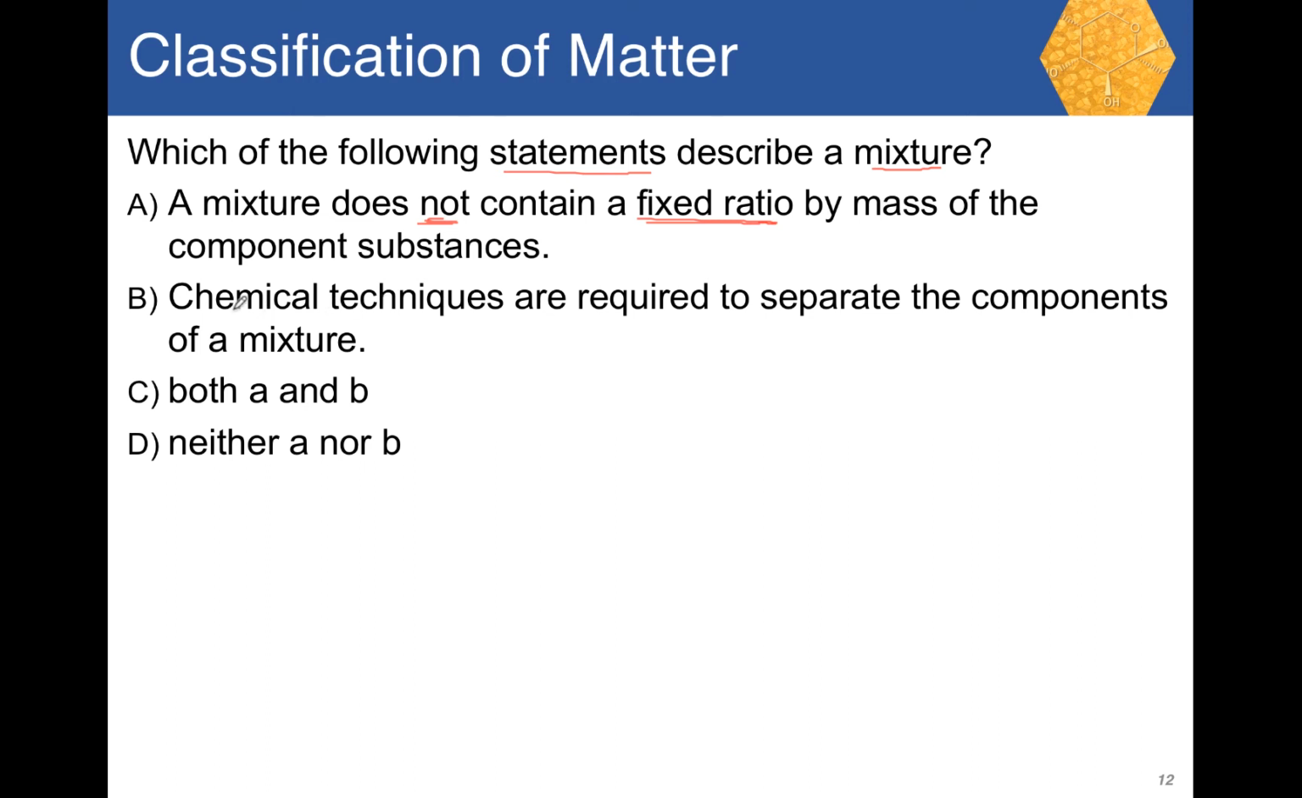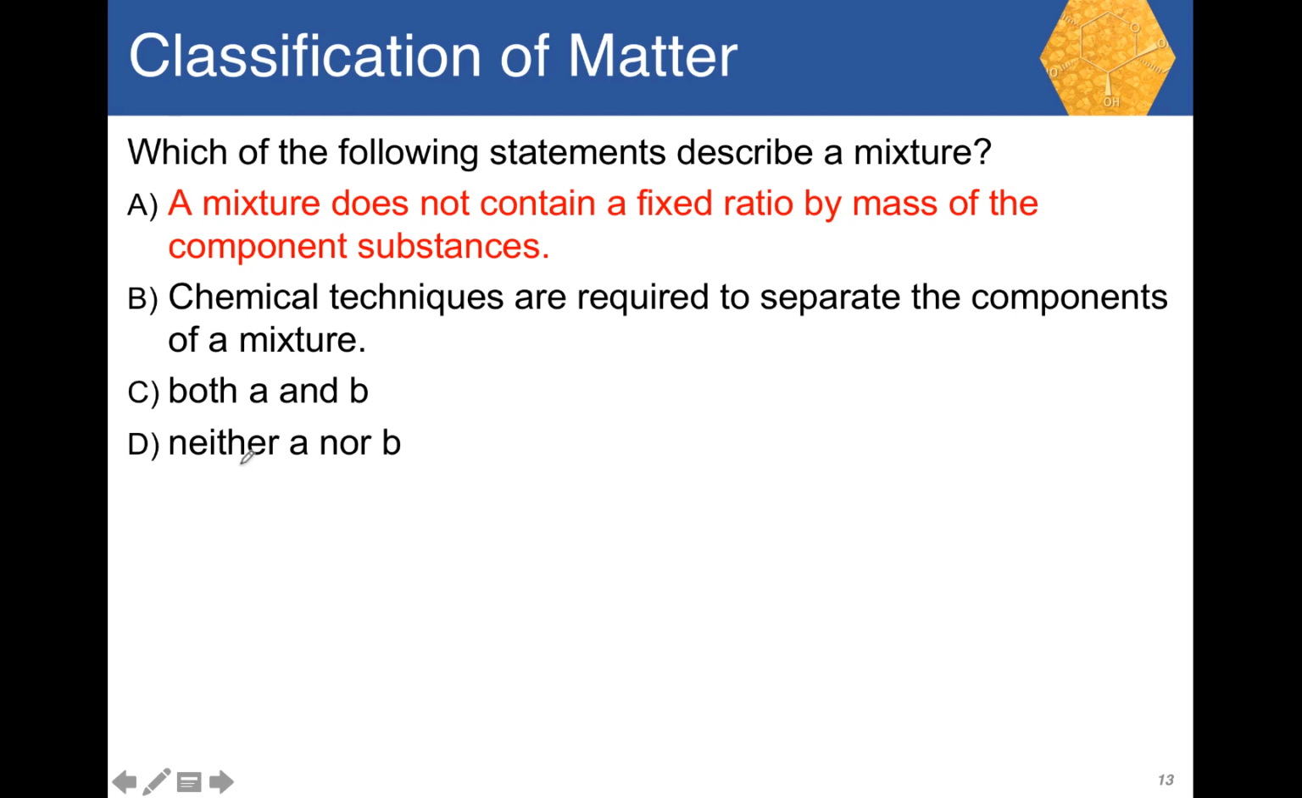Let's look at the next choice. Chemical techniques are required to separate components of a mixture. Remember, if it's a mixture, it's a physical technique that's required for separation, not a chemical technique. And of course here, both A and B are correct, or neither A or B. So think about that for a second. You may want to pause the video and think it through for a second, because the answer is on the next slide. And so let's see what it is.